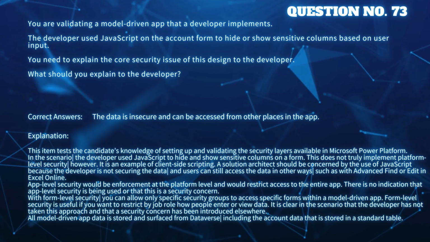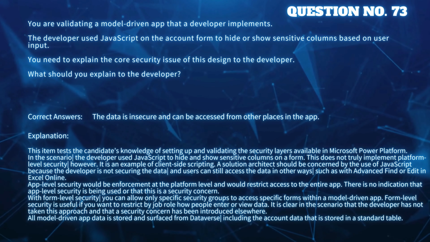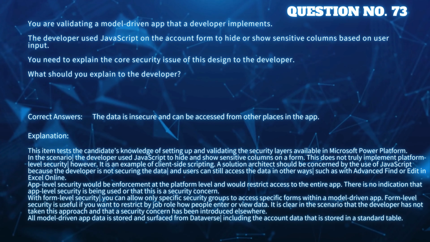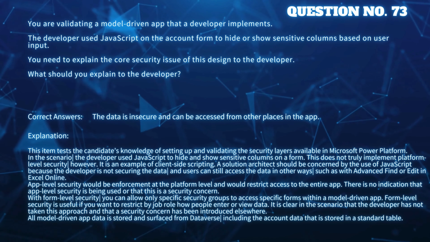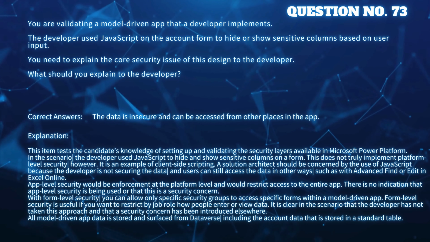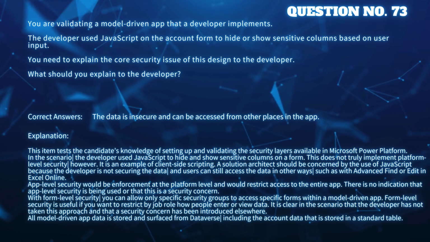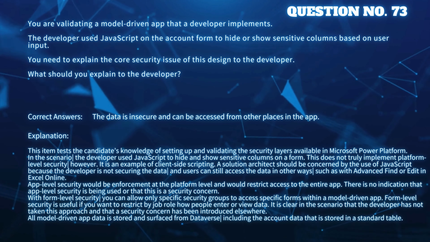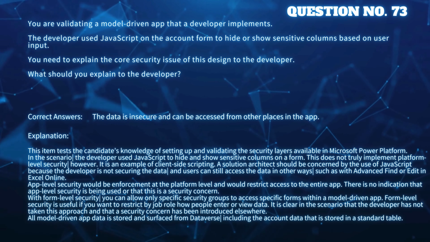App-level security would be enforcement at the platform level and would restrict access to the entire app. There is no indication that app-level security is being used or that this is a security concern. With form-level security, you can allow only specific security groups to access specific forms within a model-driven app. Form-level security is useful if you want to restrict by job role how people enter or view data.